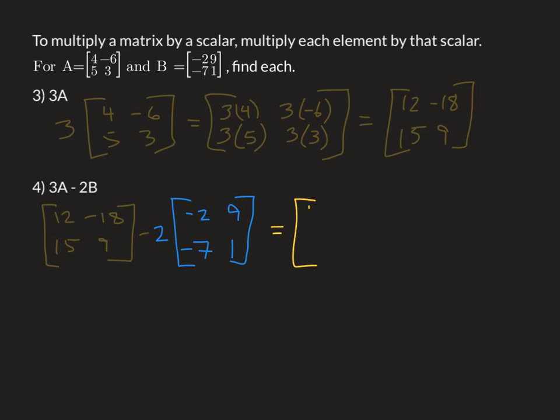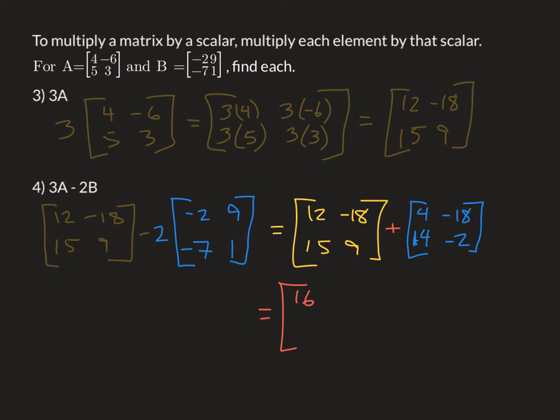We can do 12, -18, 15, and 9. And then we're going to subtract, and I'm going to distribute the -2 through to both things. That's going to get us a plus sign here when I take -2 times -2, -2 times 9, -2 times -7, and -2 times 1.